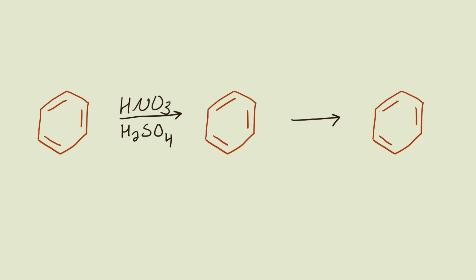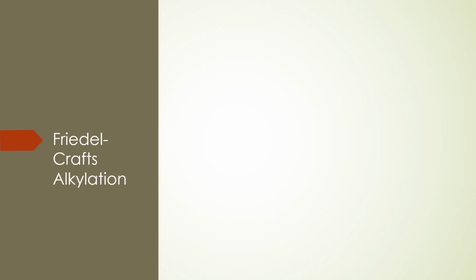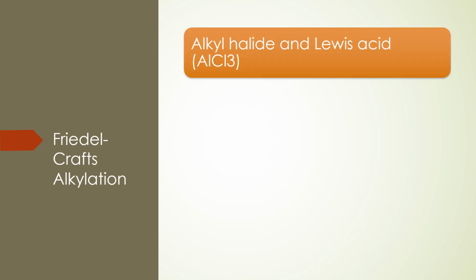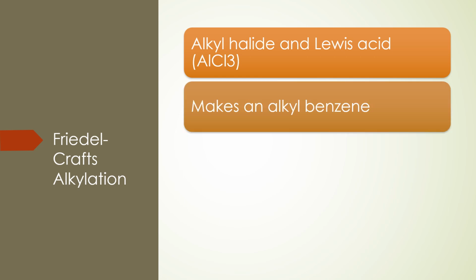Drawing the products of these kinds of reactions is very easy. Because the electrophile is so strong, it has no problem just tacking itself onto the ring. We can reduce this to make an aniline. Next type of reaction is Friedel-Crafts alkylation. We're going to treat benzene with an alkyl halide and a Lewis acid to get an alkyl benzene.